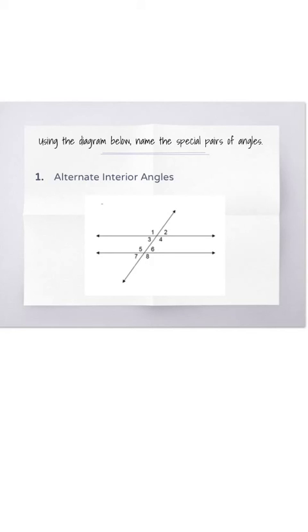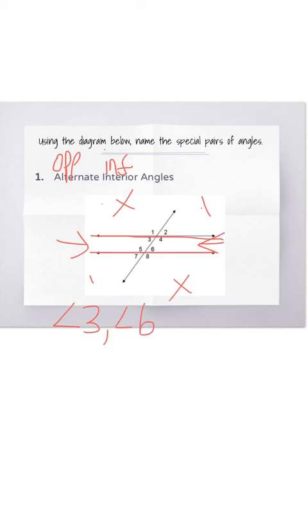Number 1, alternate interior angles. Remember that alternate means opposite and interior means inside the parallel lines. So whatever we are going to look at has to be inside the parallel lines, and we want to make sure that they're opposite of the transversal. So it could be angles 3 and 6, or it could be angles 4 and 5.